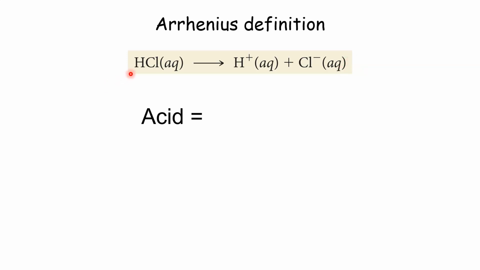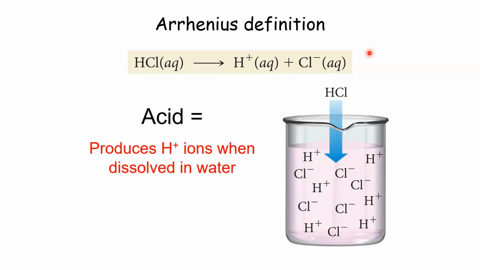So we have HCl. This (aq), remember, signifies that it's dissolved in water. And when it goes into water, it dissolves, meaning it breaks apart and gets surrounded by water molecules. And so we have this H+, the proton, and then we have the chloride anion. So in this case, the acid is producing H+ ions when dissolved in water.